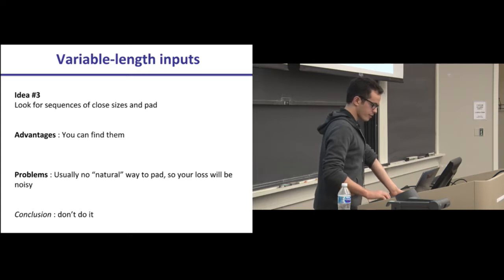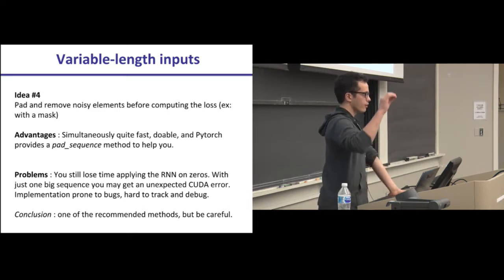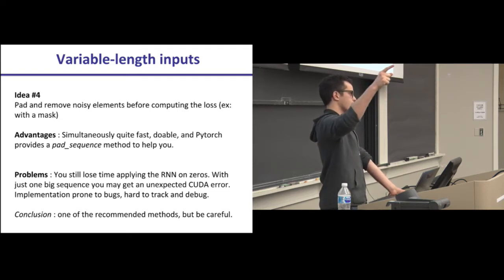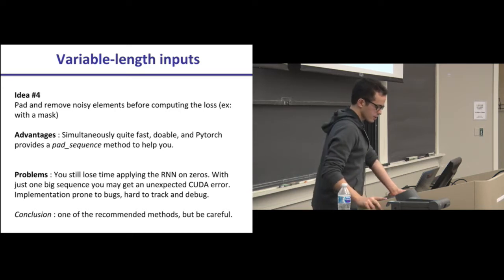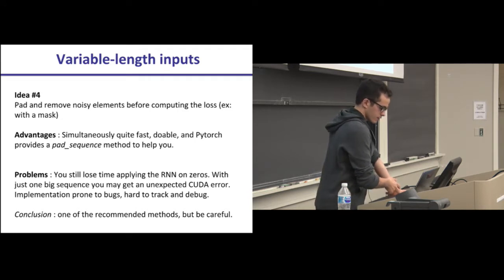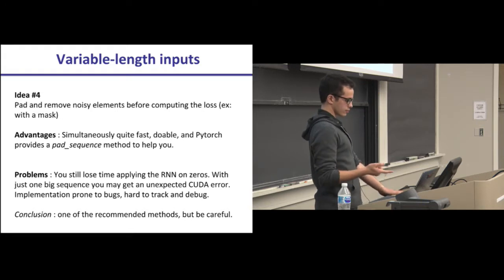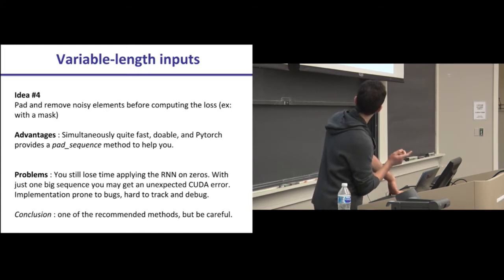But when you pad, before you backpropagate, you can remove all the elements that have been predicted thanks to the noise. Just zero that and not use it in the actual loss, so that when you backpropagate, you're going to learn on everything that you did except for this noisy part. That's not so easy to do, but it's actually one of the good ideas. PyTorch provides you with a pad sequence method that we're going to see later that can help you with that.